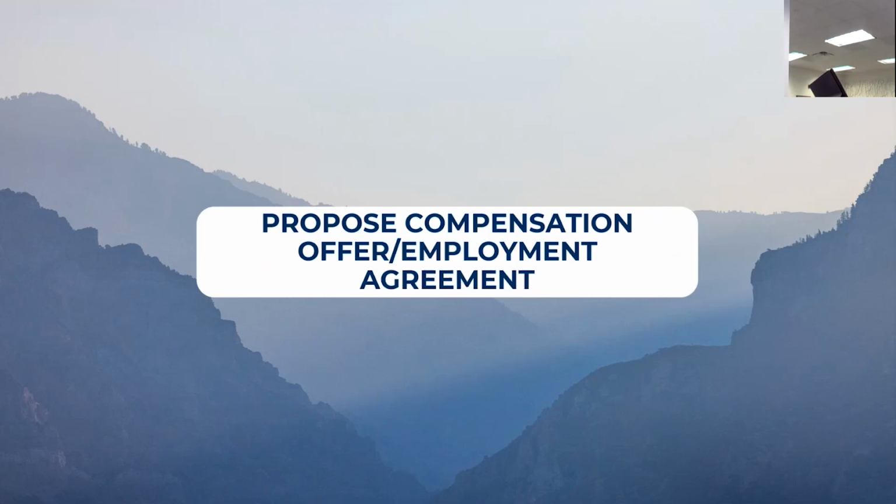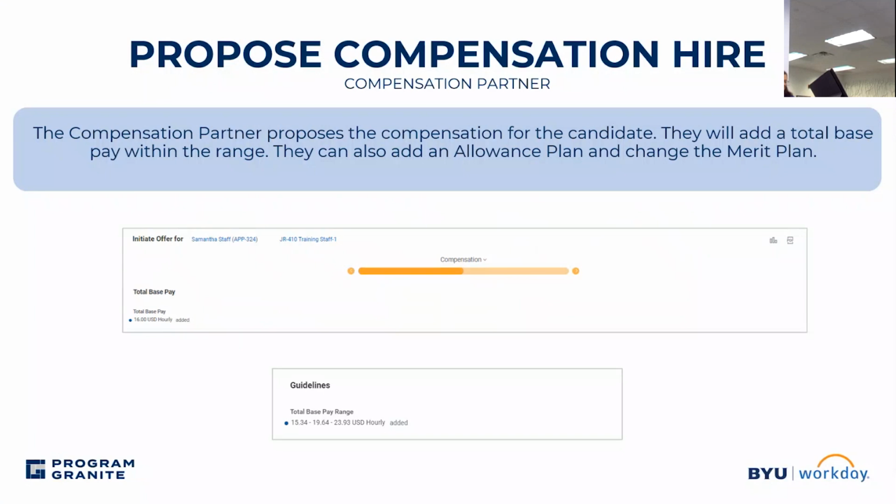And then they're going to propose the compensation. They will propose the compensation for the candidate. They're going to add a total base pay within the range. They can add an allowance plan here, change the merit plan, things like that, all the things that were agreed upon outside of Workday.